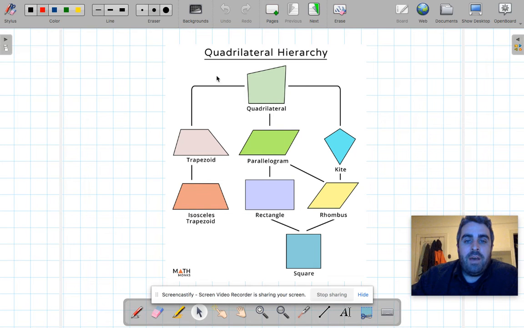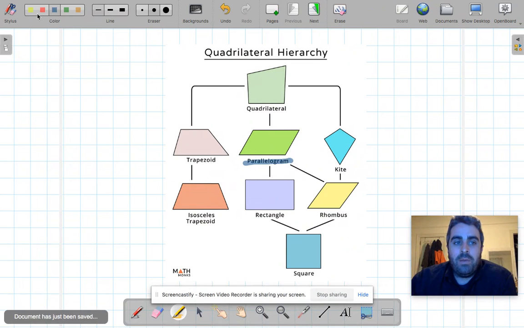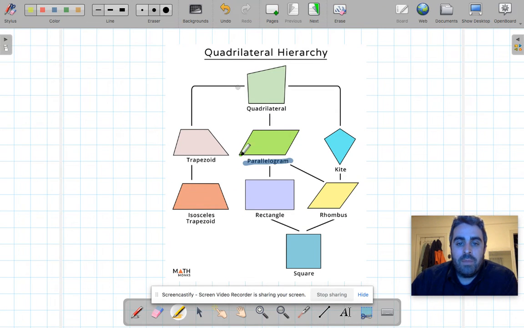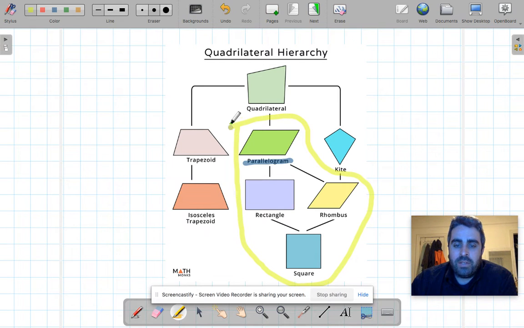Hi everyone. The topic for this unit is quadrilaterals, and the shape that we're going to be discussing today is the parallelogram. So the parallelogram is in this branch of the quadrilateral family tree, as we call it. And what's interesting about this hierarchy is that each figure on the family tree retains all of the properties of the figure above it.